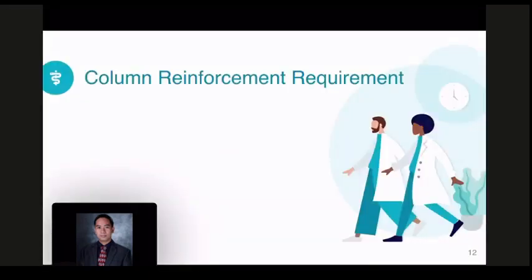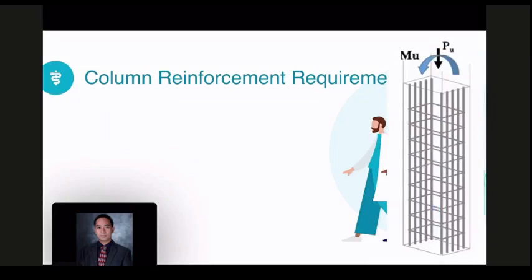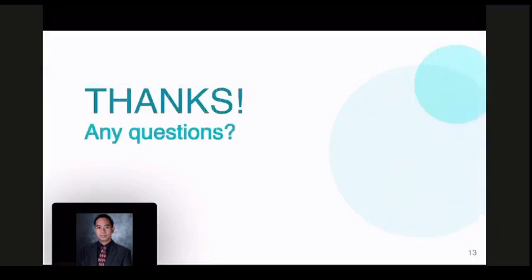Column reinforcement requirement. We have longitudinal bars, the ones you see vertically, and the confinement, the hoops. So these are the structural elements of a building frame.